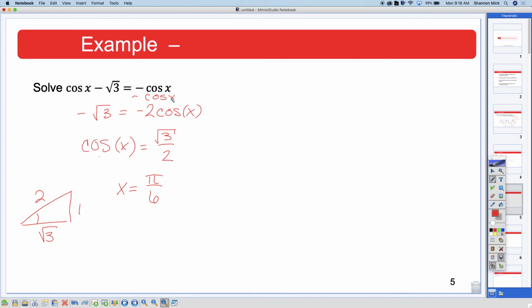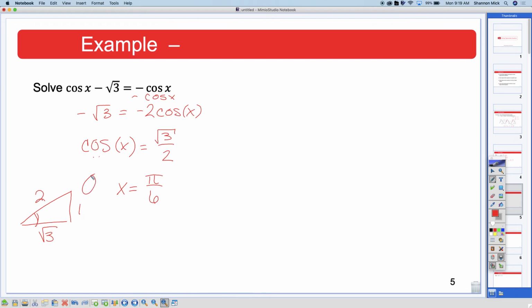Okay, so it all goes back to my exact values, right? Cosine is adjacent, yes? So adjacent to this angle is square root of 3, hypotenuse is 2. So what is the opposite if square root of 3 is adjacent? 1. Which is 30, which is pi over 6.